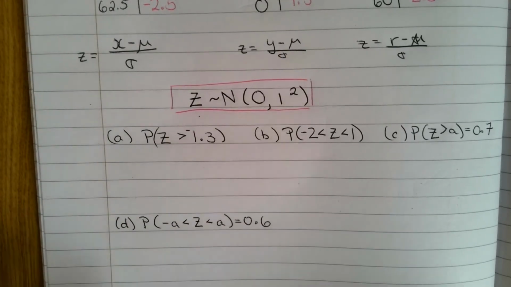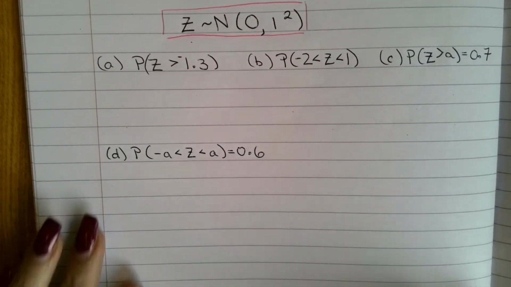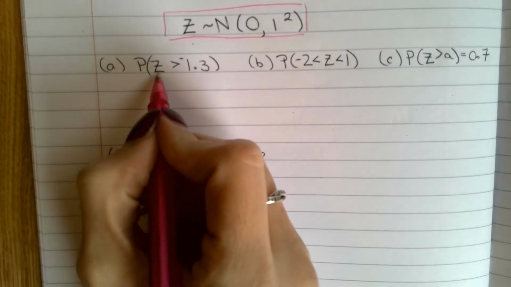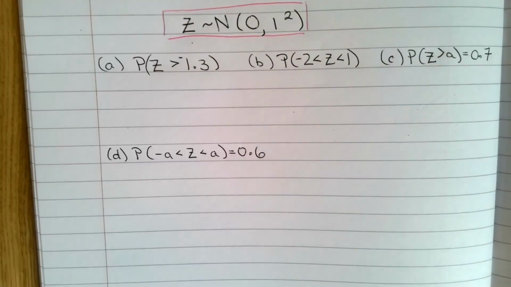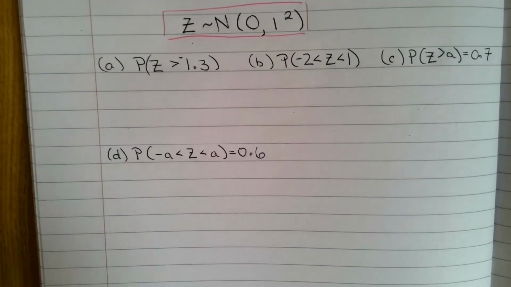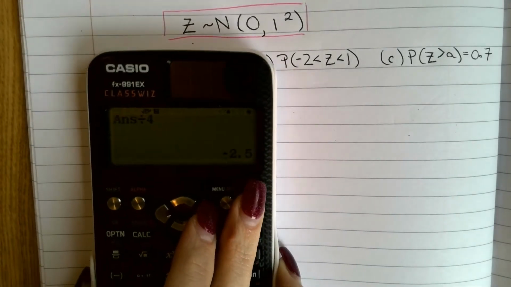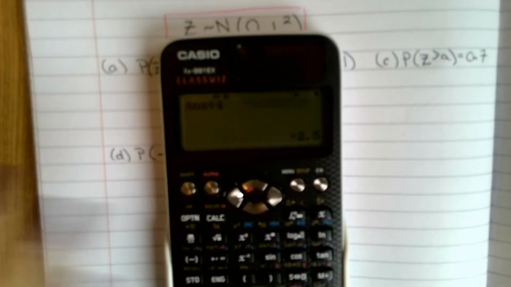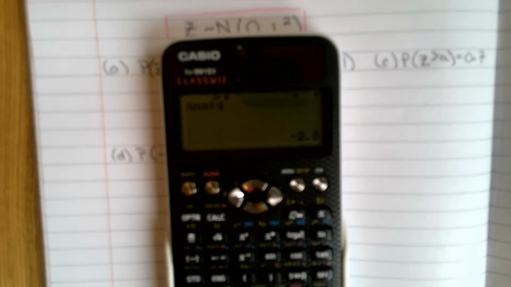This first one wants us to find the probability of Z being greater than -1.3. Now, because I want to find the probability, I know I'm going to be using, let me just see if I can get that a little bit clearer for you.